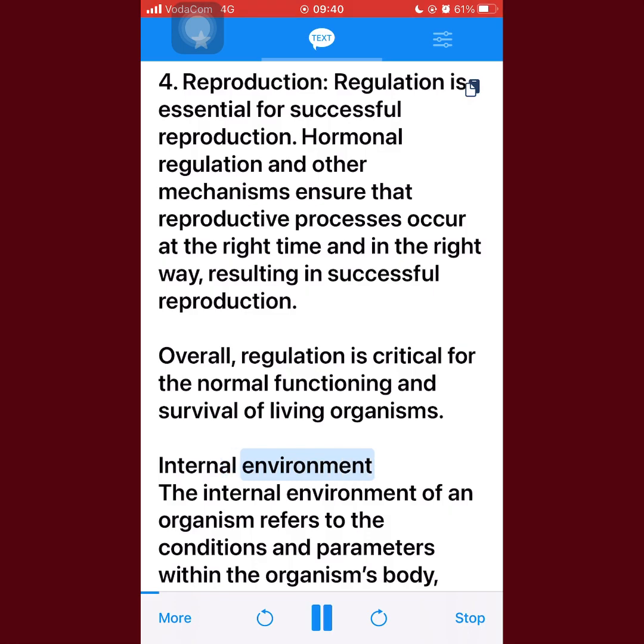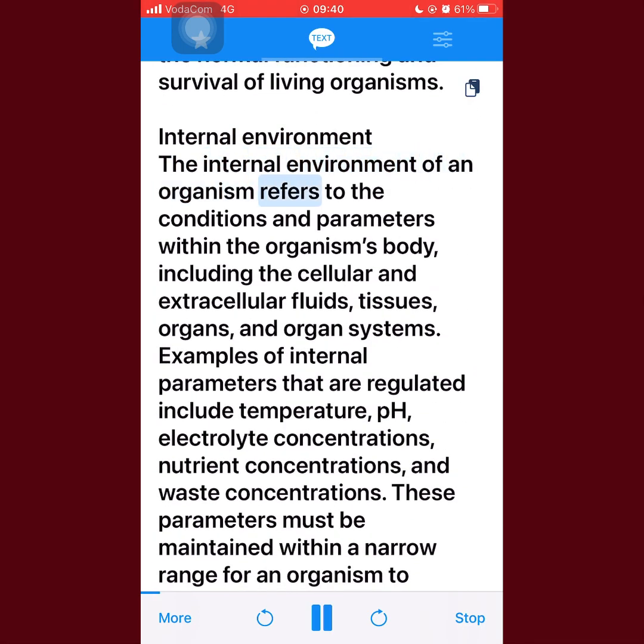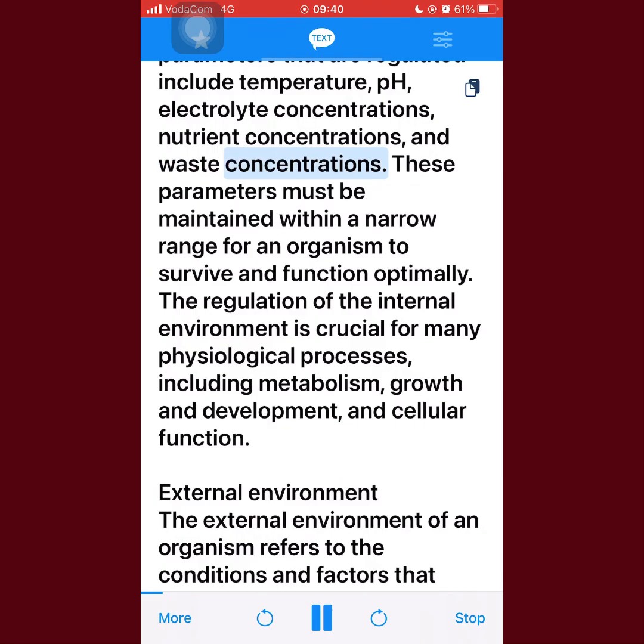Internal environment. The internal environment of an organism refers to the conditions and parameters within the organism's body, including the cellular and extracellular fluids, tissues, organs, and organ systems. Examples of internal parameters that are regulated include temperature, pH, electrolyte concentrations, nutrient concentrations, and waste concentrations. These parameters must be maintained within a narrow range for an organism to survive and function optimally. The regulation of the internal environment is crucial for many physiological processes, including metabolism, growth and development, and cellular function.